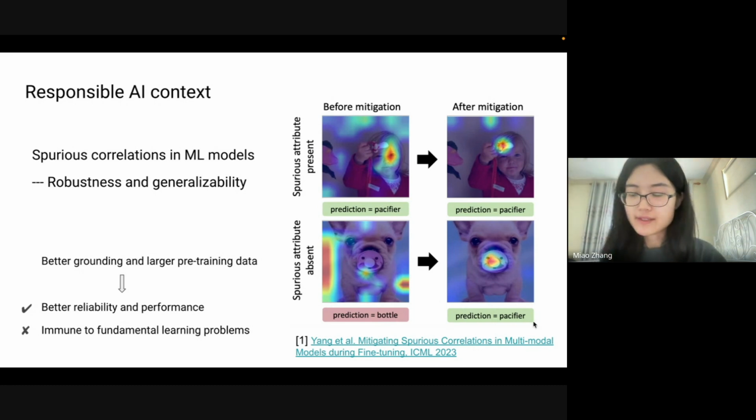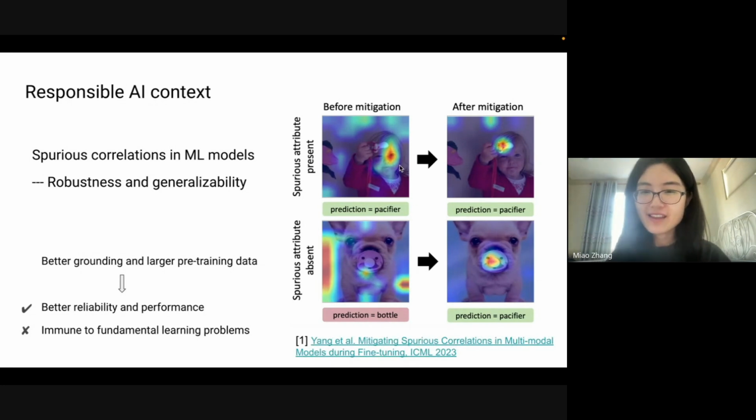As we can see in this example picture, this is a CLIP model trying to recognize a pacifier. And when the baby shows up, the model's attention is on the baby's face. That's understandable because the pacifier always appears with the baby. But if the authors replace the baby's background with a dog, the model has no idea where to look. So we use the term spurious correlation for such a problem.